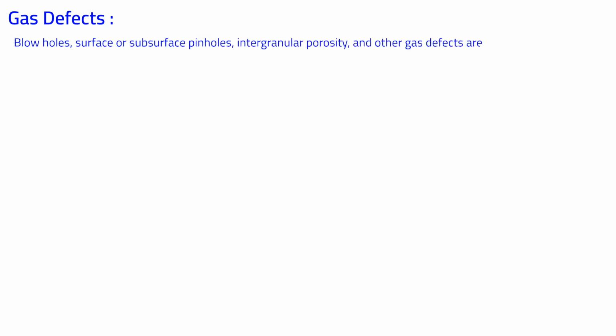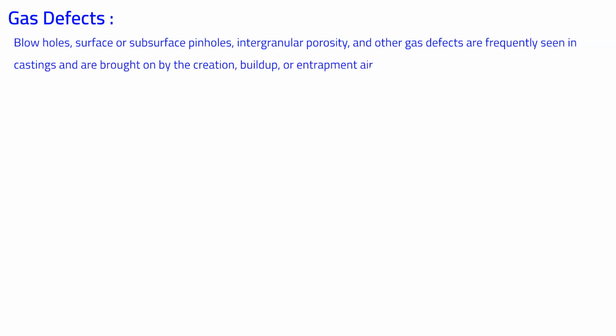Gas defects. Blowholes, surface or subsurface pinholes, intergranular porosity, and other gas defects are frequently seen in castings and are brought on by the creation, buildup, or entrapment of air or gas. The gas holes typically appear at the riser or the runner top.